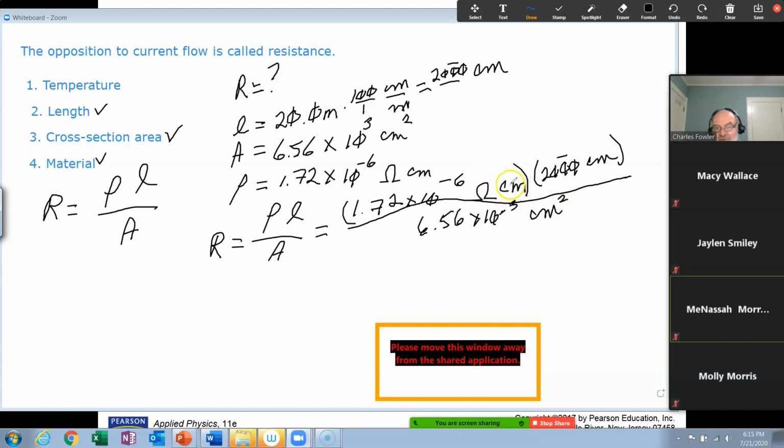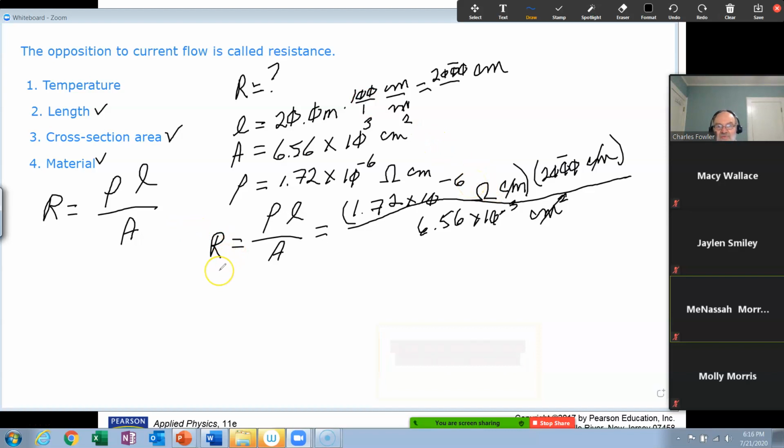Okay, now let's look at units for a moment. Centimeter times centimeters, a centimeter squared in the numerator, centimeter squared in the denominator, they cancel out. So what does that leave you? It leaves you only the unit of ohms, which is exactly what we measure resistance in. We'll talk about that more later.